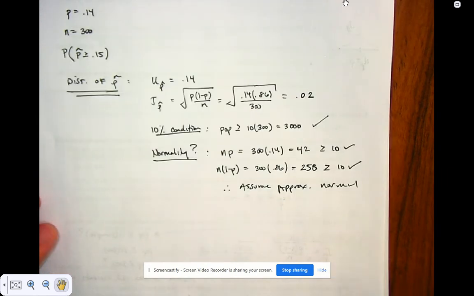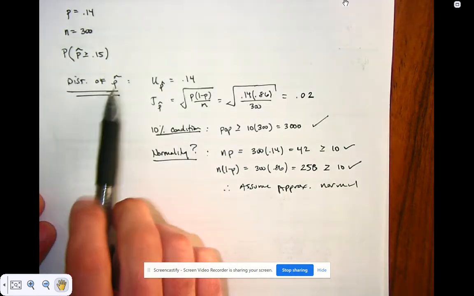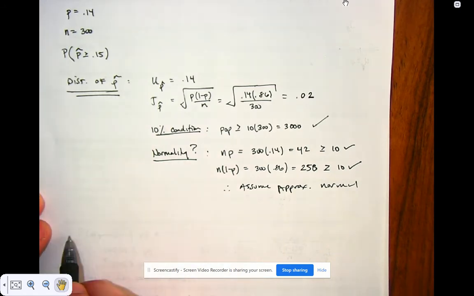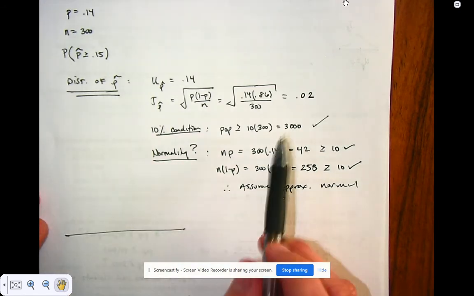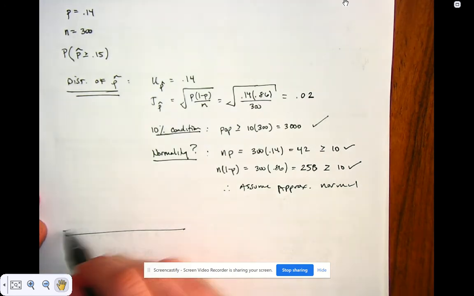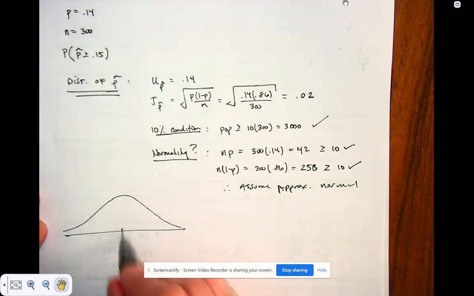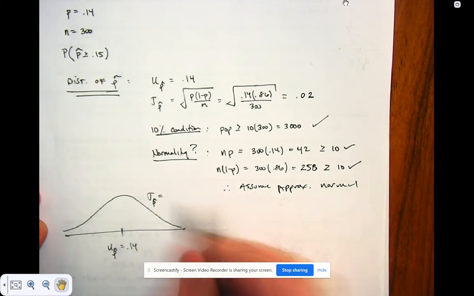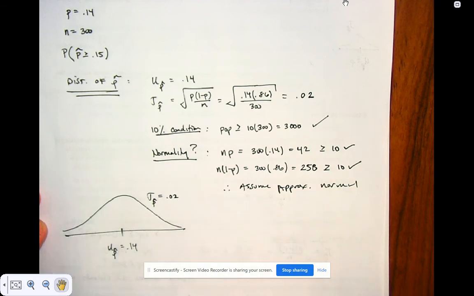Okay. And you guys, what we just did, right, is we went out and we took a bunch of samples. We didn't actually do that, but that's what the math is telling us would happen. If we went out and we took a sample size 300 over and over and over again, we would get a distribution with a mean equal to 0.14 and a standard deviation equal to 0.02.